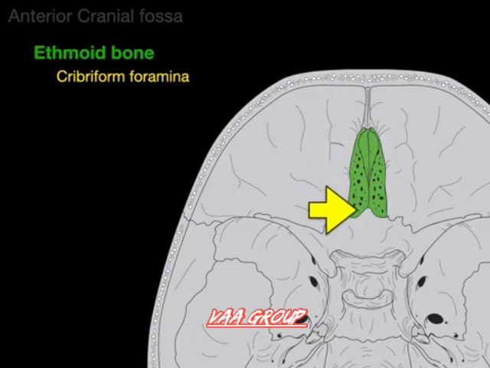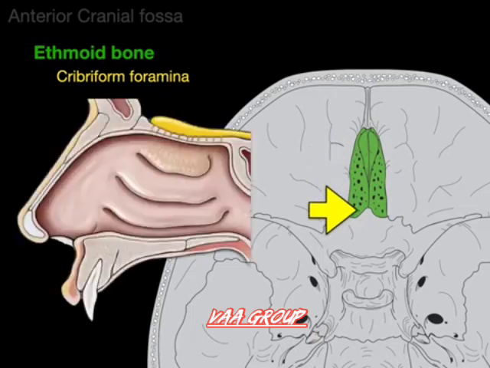The cribriform foramina, those openings, because inside the nasal cavity the olfactory nerve ascends up to the bottom of the ethmoid bone, and then those cribriform foramina allow for the traversing of the olfactory nerves to the olfactory bulb, which brings the sensation of smell to the brain.